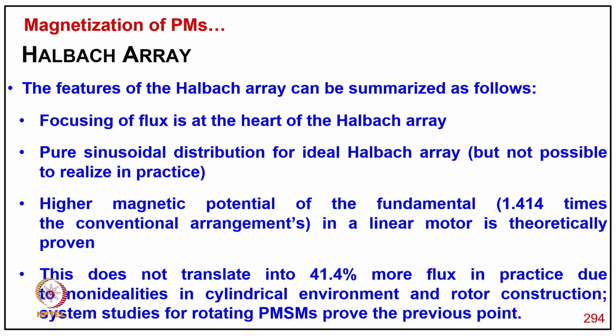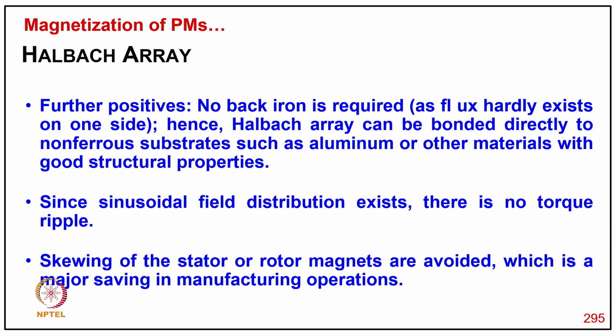So the features of Halbach can be summarized as focusing the flux at the heart of the Halbach array, and pure sinusoidal distribution for a Halbach array, but not possible to realize in practice. Higher magnetic potential of the fundamental, 0.414 times the conventional experiment in a linear motor, is theoretically 1. This does not translate into 41.4% flux in practice due to non-ideality of the cylindrical environment and rotor construction. The estimate for rotating BMSM proved to be previous point.